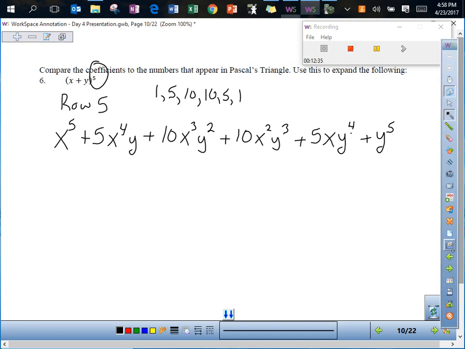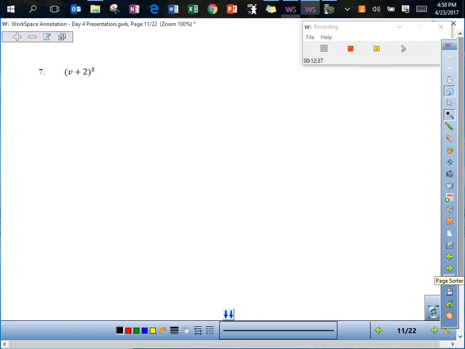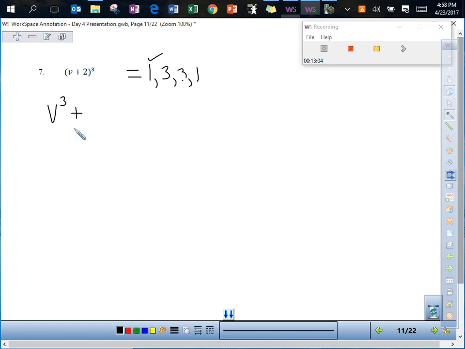Okay? So on to your number 6. I've got v plus 2 to the 3rd. Look at your Pascal's triangle, row 3. Those coefficients happen to be a 1, a 3, a 3, and a 1. So here goes. When I start expanding this, my first coefficient's a 1, which I'm not even going to write down. My v term will be to the 3rd power, plus. My next coefficient's going to have a 3 in there. I'm going to have v squared times 2 to the 1st, plus.